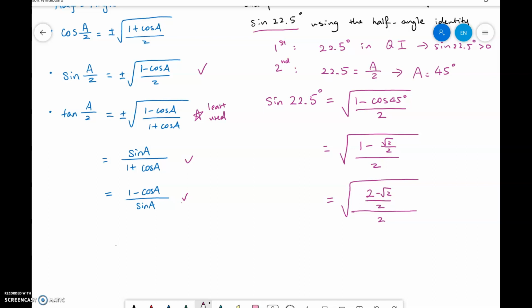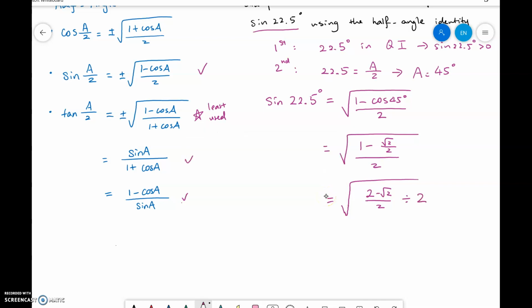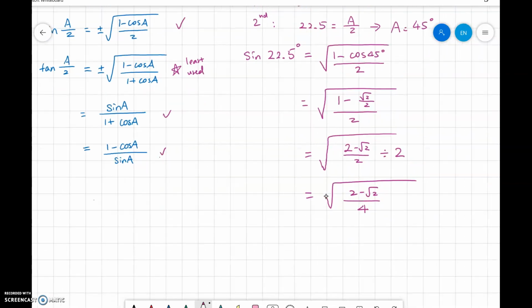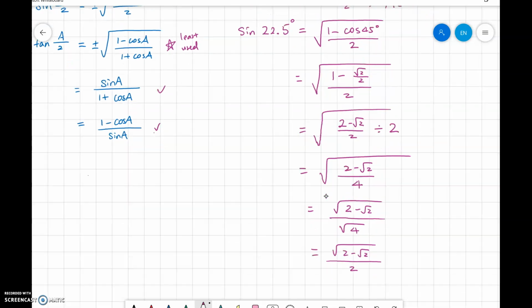Okay, so if you do not like the complex fractions, you can just change the last division bar to dividing by 2. So we end up with square root of 2 minus square root of 2 over 4. Dividing by a fraction is the same as multiplying by the reciprocal. So separating the radical sign, I got square root of 2 minus square root of 2 divided by square root of 4, which is equal to square root of 2 minus square root of 2 divided by 2. So that's the final answer.